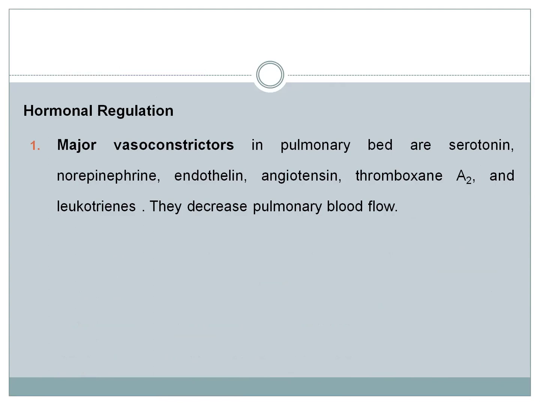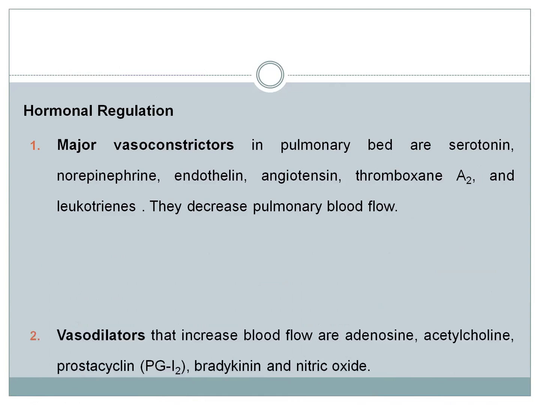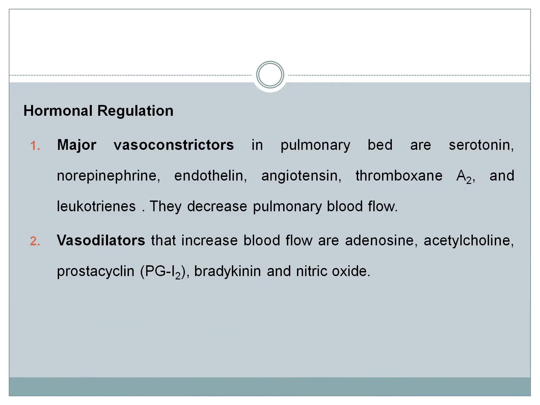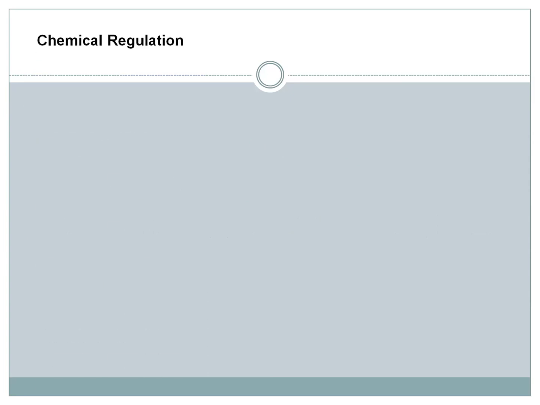So whenever these are secreted, they cause vasoconstriction and they will decrease the pulmonary blood flow. The vasodilators are adenosine, acetylcholine, prostacyclin, bradykinin, and nitric oxide. So these are the commonly seen vasodilators. So through these releases, it is regulated.